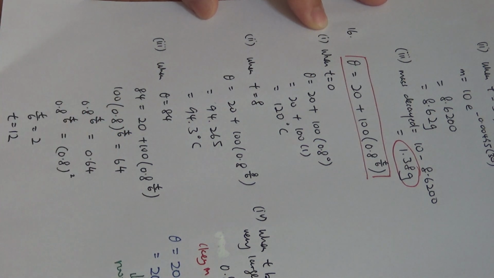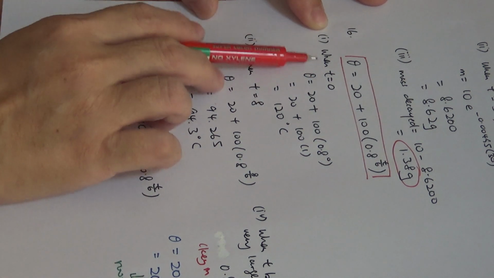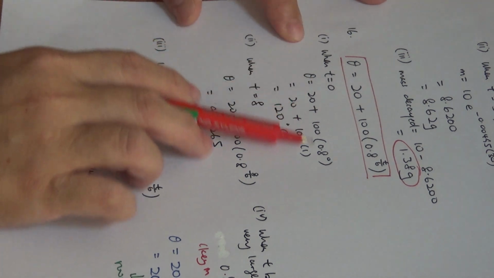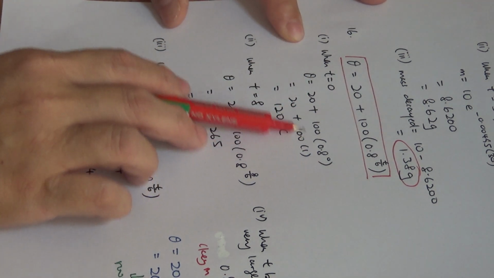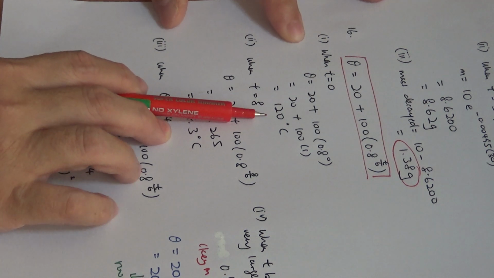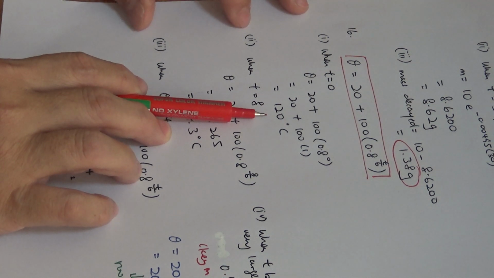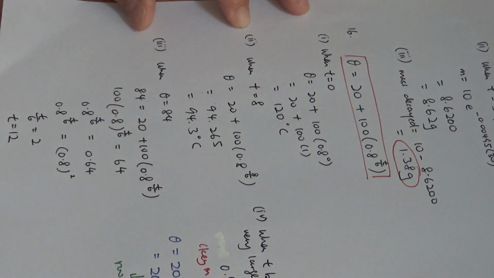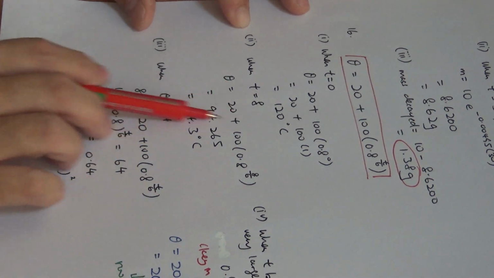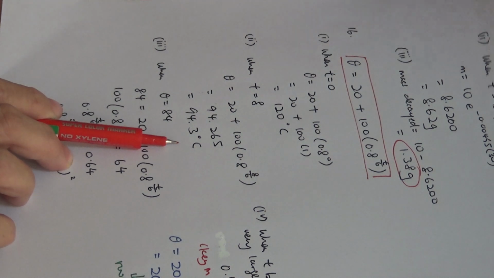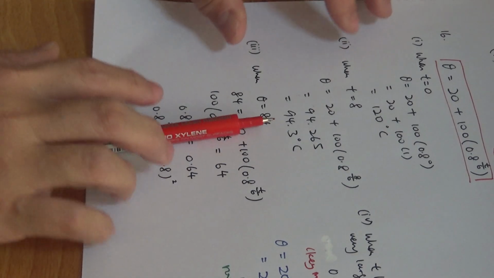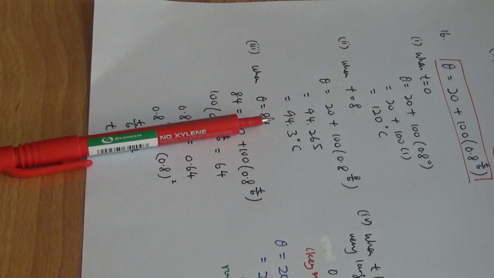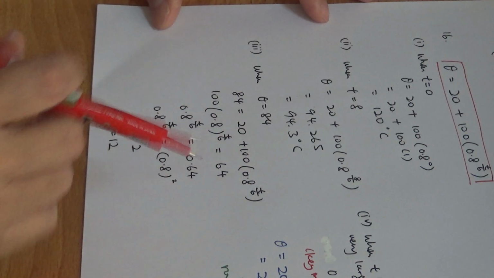X means the initial temperature. That means when T is 0, what is theta? So you plug in 0 here, you will get 120 degrees Celsius. Part 2. The value of theta when T is 8. This is simple. Just plug in 8 and round it off to 3 significant figures. You will get the answer 94.3 degrees Celsius.